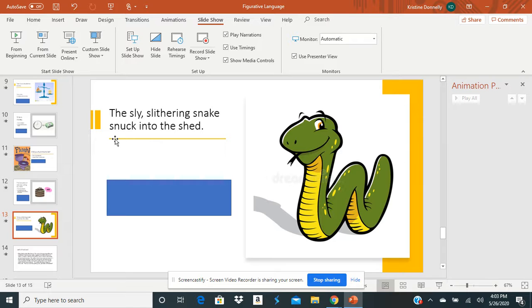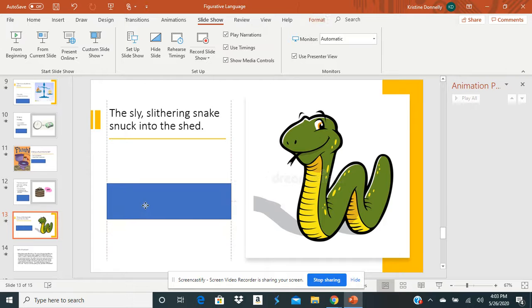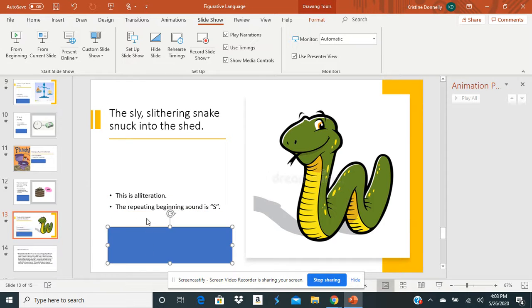And then finally, the sly, slithering snake snuck into the shed. If you said alliteration, you are correct. You will write alliteration in the blank. The repeating beginning sound is S. Sly, slithering, snake, snuck, shed.